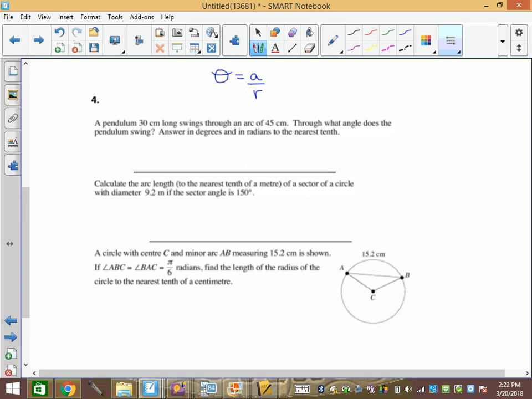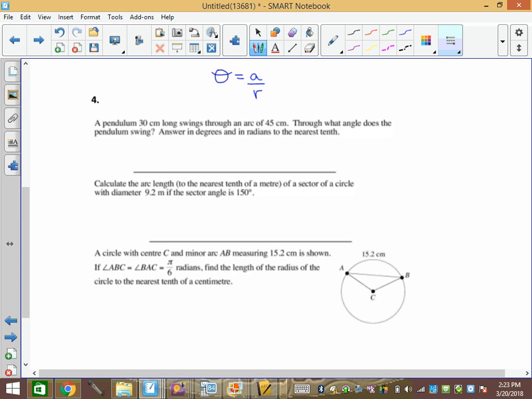So we have theta equals A over R. Now these are used in instances where you're given a circle where there are portions of the circle that you're looking at.